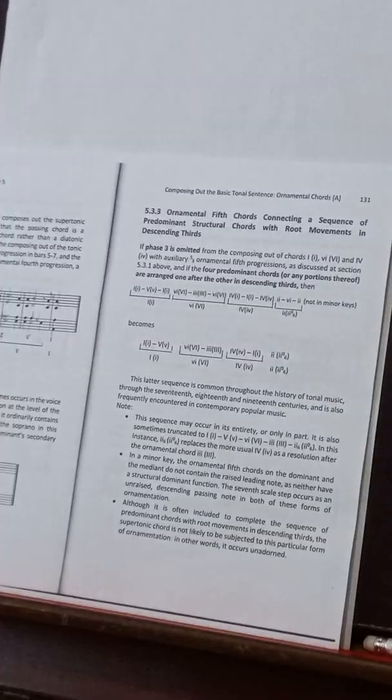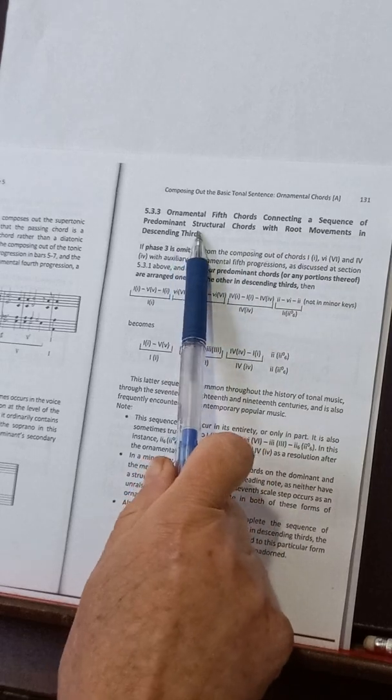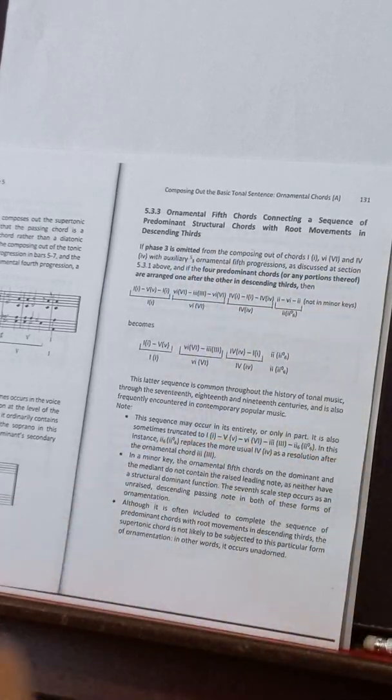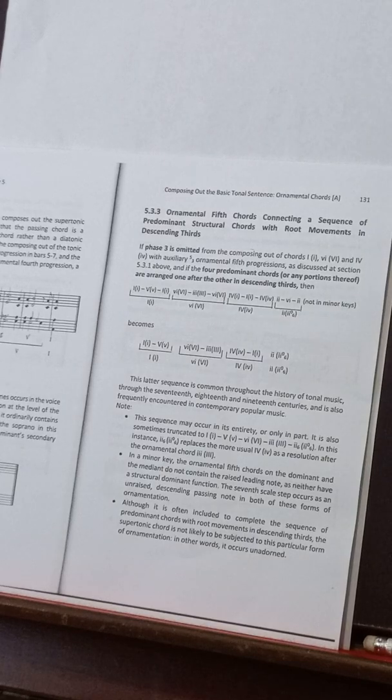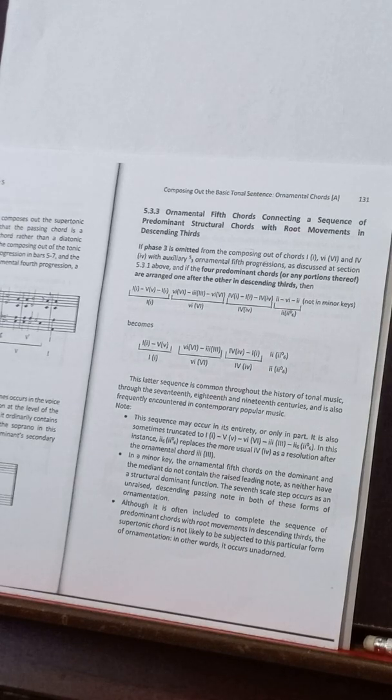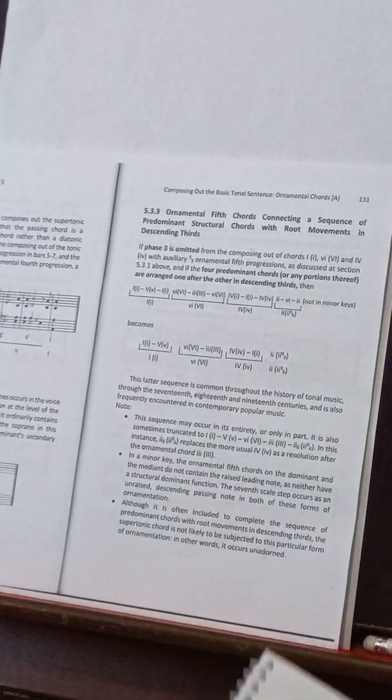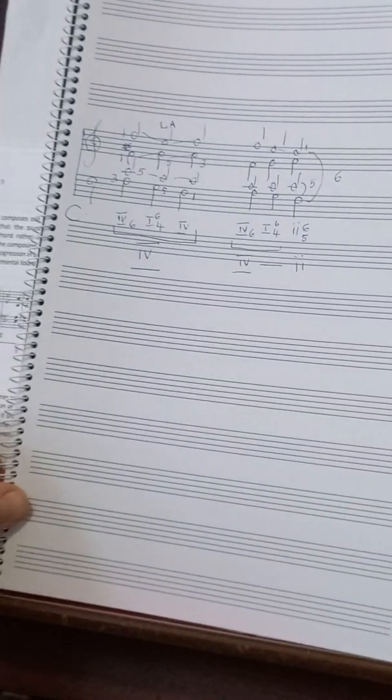So what I'm talking about now is a further way in which that thing is used: a sequence of predominant structural chords with root movements in descending thirds. There's a particular way in which the ornamental fifths are used to play on that sequence. It's based on a mixture of the auxiliary, that was 5.3.1, and the passing 6/4, 5.3.2, the 2 different kinds of ornamental fifths that we've had thus far. I just want to make sure you can see this page.